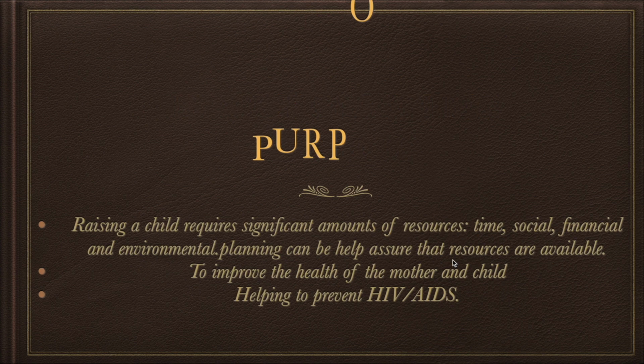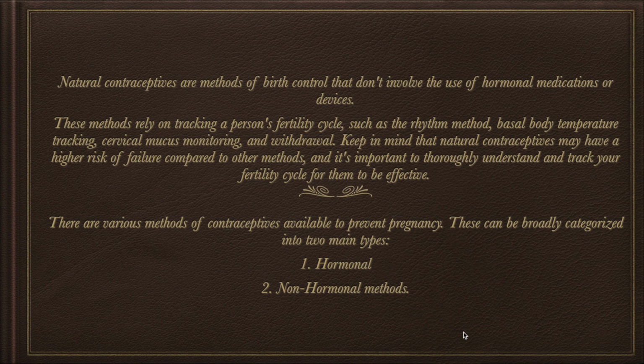And furthermore, we are going to move on to the purpose. What is the purpose? Why did we introduce something like family planning? So the first point is this: raising a child requires a significant amount of resources, for example time, financial support, environmental support, etc. So family planning can help to assure that resources are available. The second point is that it's going to improve the health of the mother and child as well. And third, it's going to prevent HIV and AIDS. Now let's move to the methods of contraceptives.